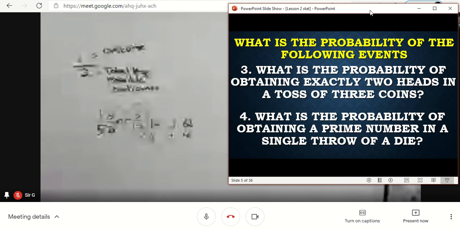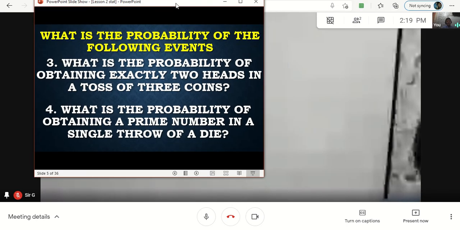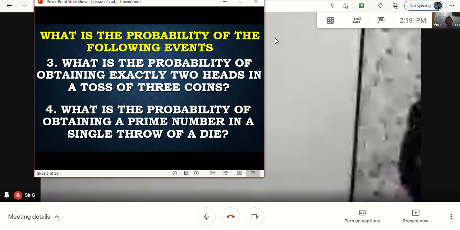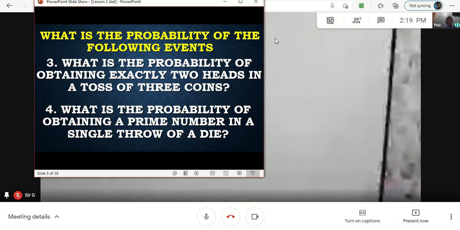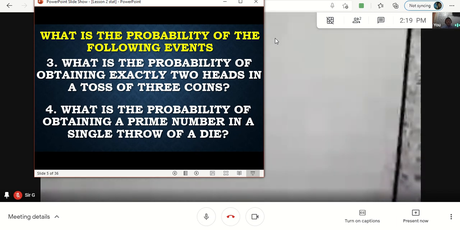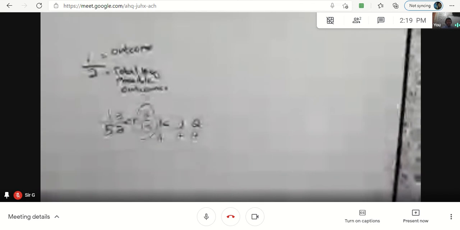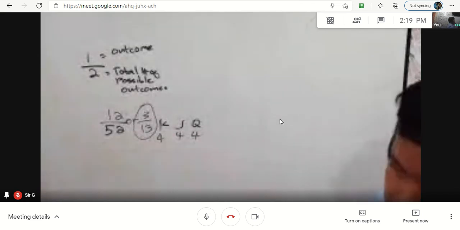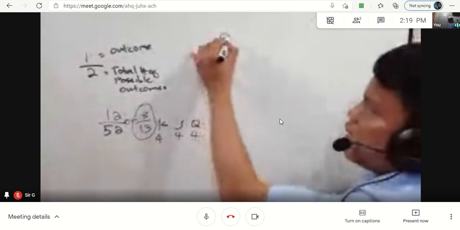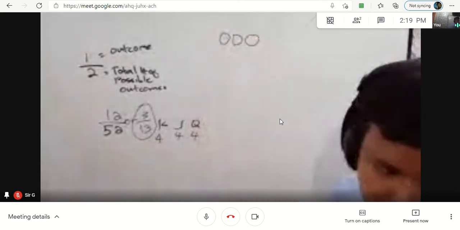So, what is the probability of obtaining exactly 2 heads in a toss of 3 coins? So, meron tayong sinasabi ditong 3 coins. Ano kaya yung magiging sample spaces ng 3 coins? So, since meron tayong 3 coins, alamin muna natin kung ilan yung mga sample spaces niya.